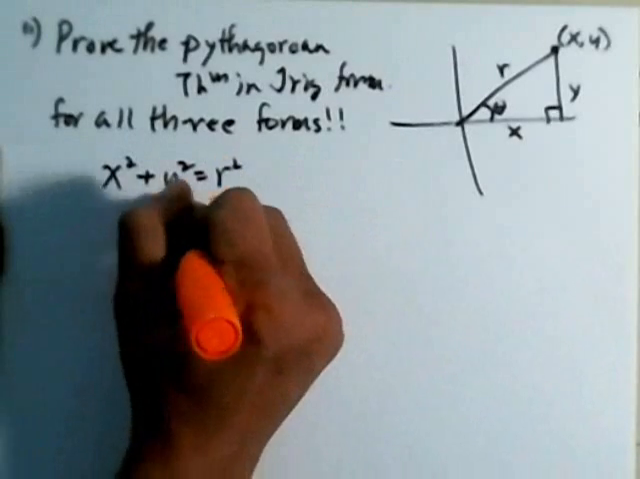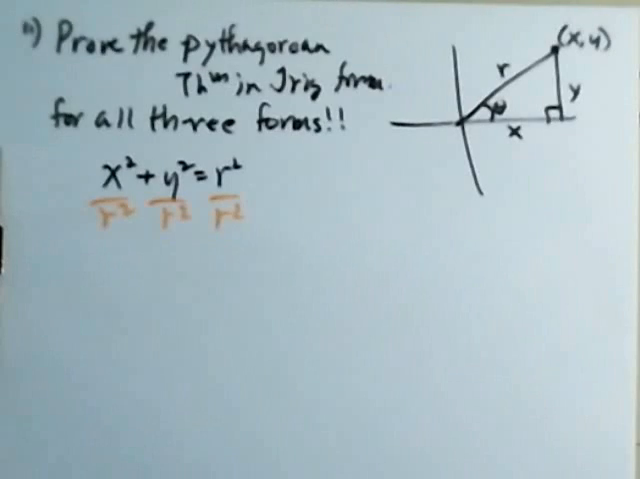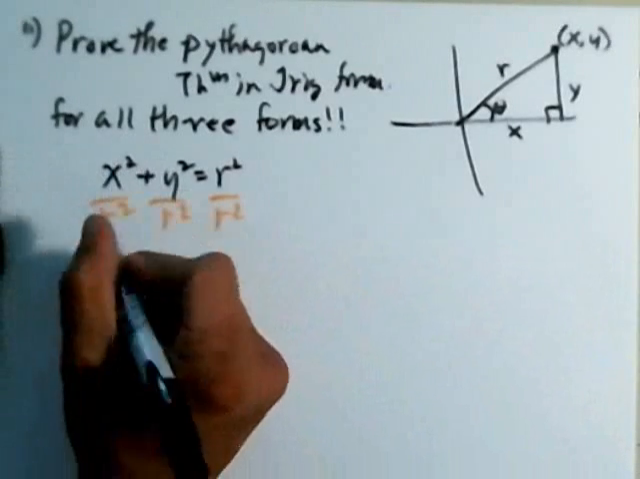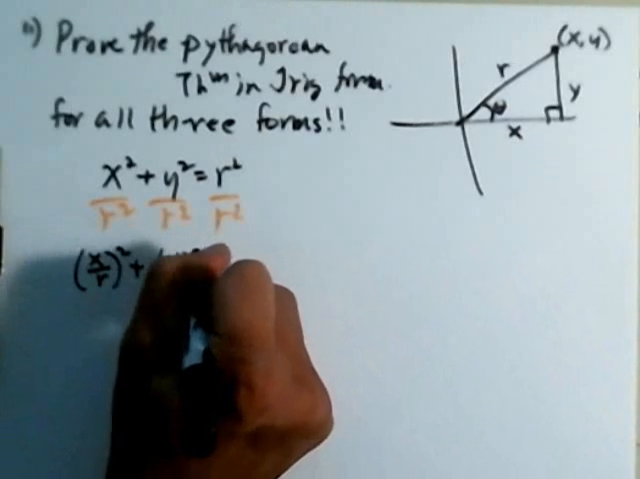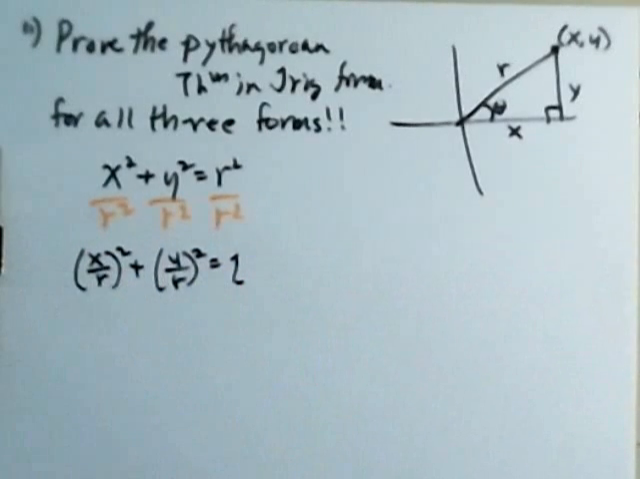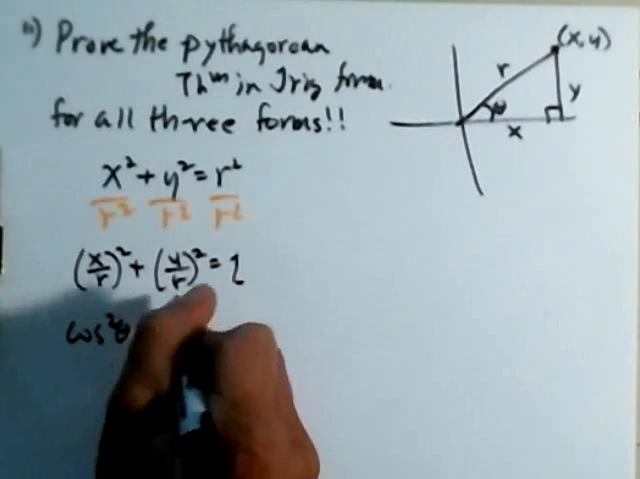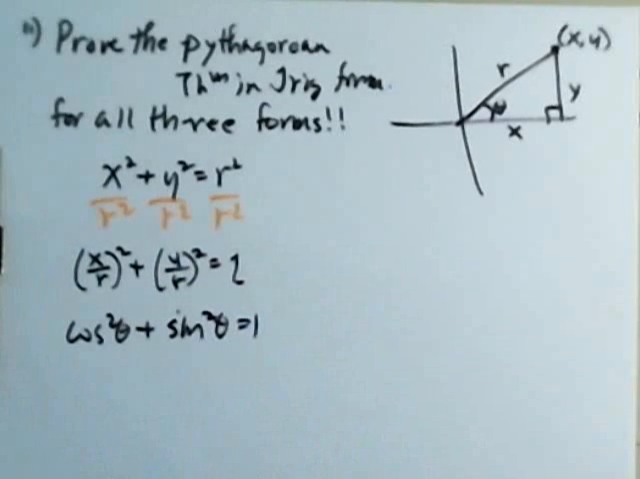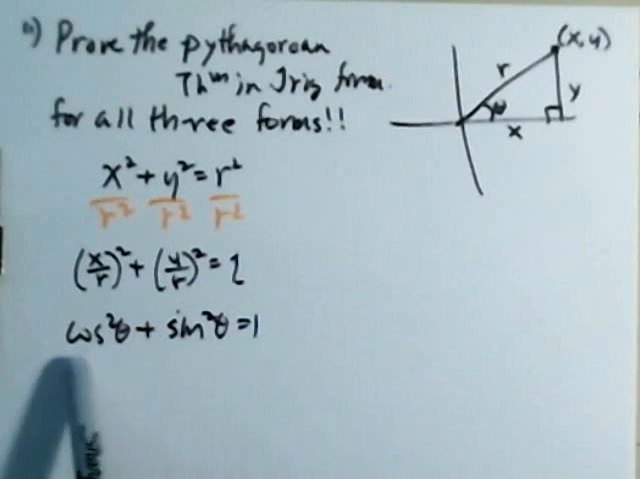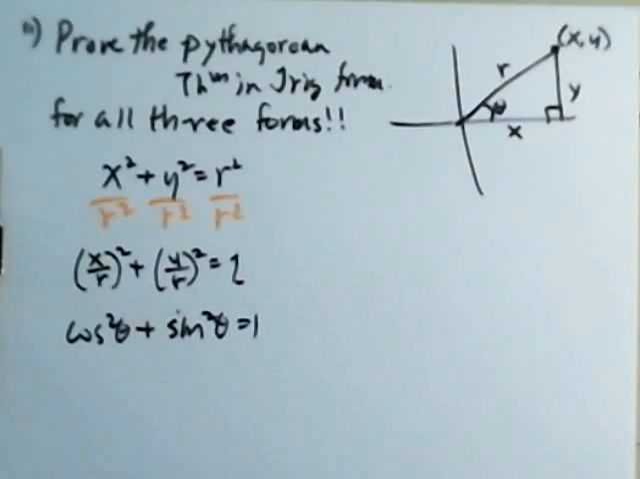So we divide by r squared. On the left side, I'm going to use my nice thick pen. That's going to be (x over r) squared plus (y over r) squared is equal to 1. X over r is going to be cosine of theta, so cosine squared of theta. Y over r is sine squared of theta, equals 1. I just proved the Pythagorean theorem in trigonometric form. It was a pretty simple proof. There's a little trick. That's the trick.